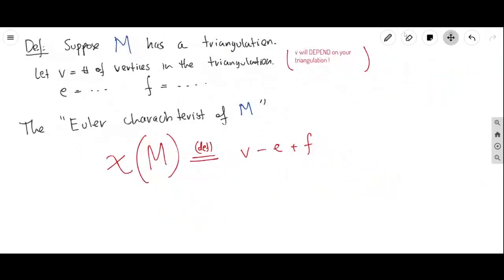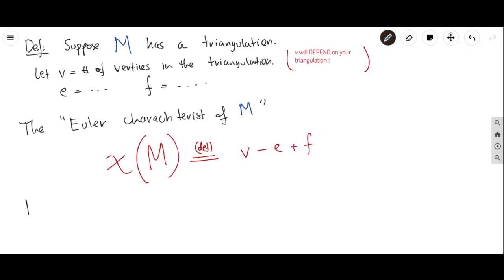And when you look at this definition, it is problematic. It's problematic because it depends on a triangulation. If you have a different triangulation, then the amount of vertices, edges, and faces will be different numbers. That's what's going to happen. But remarkably, even though the vertices, edges, and faces might be different numbers, this calculation of all three of them is an invariant that does not change.